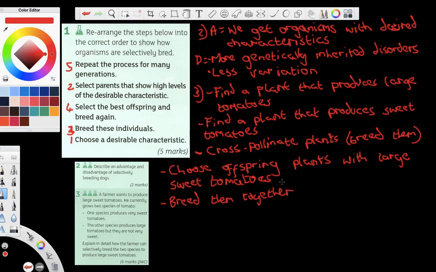Okay. For your sixth mark, you needed to say, repeat for many generations.